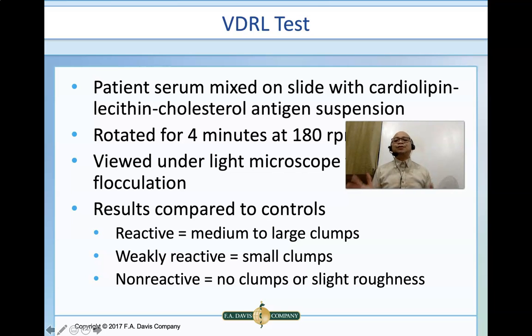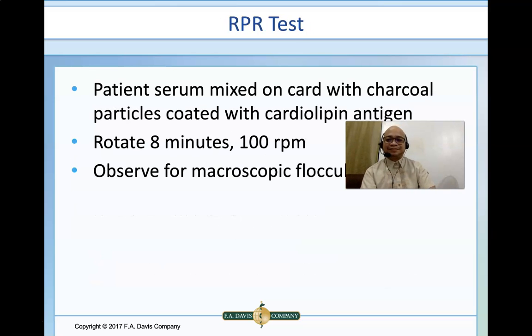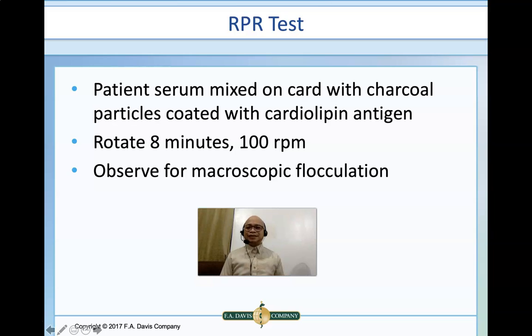So we report it as reactive if there are medium to large clumps, weakly reactive only if there are small clumps, or non-reactive, meaning no clumps or slight roughness.